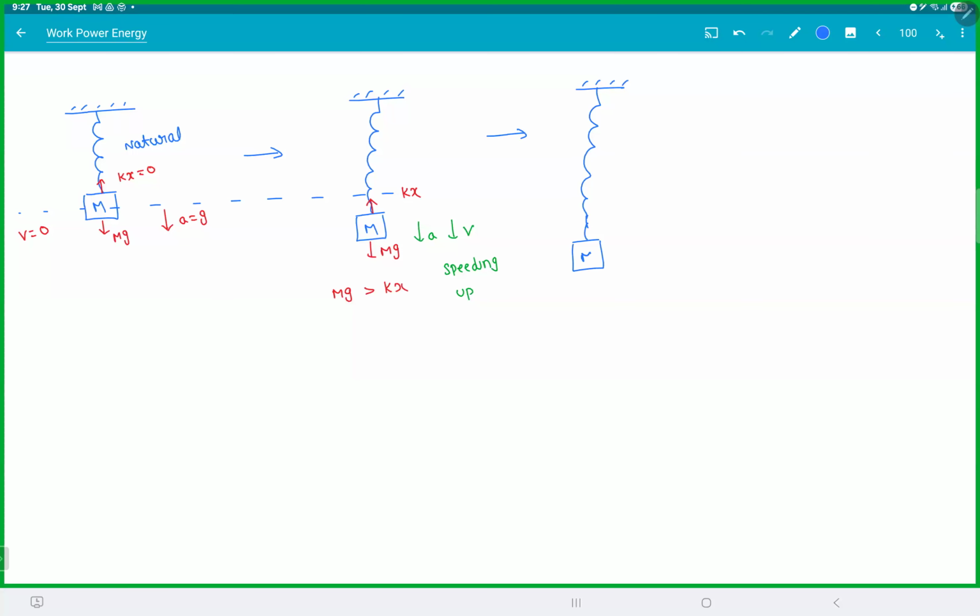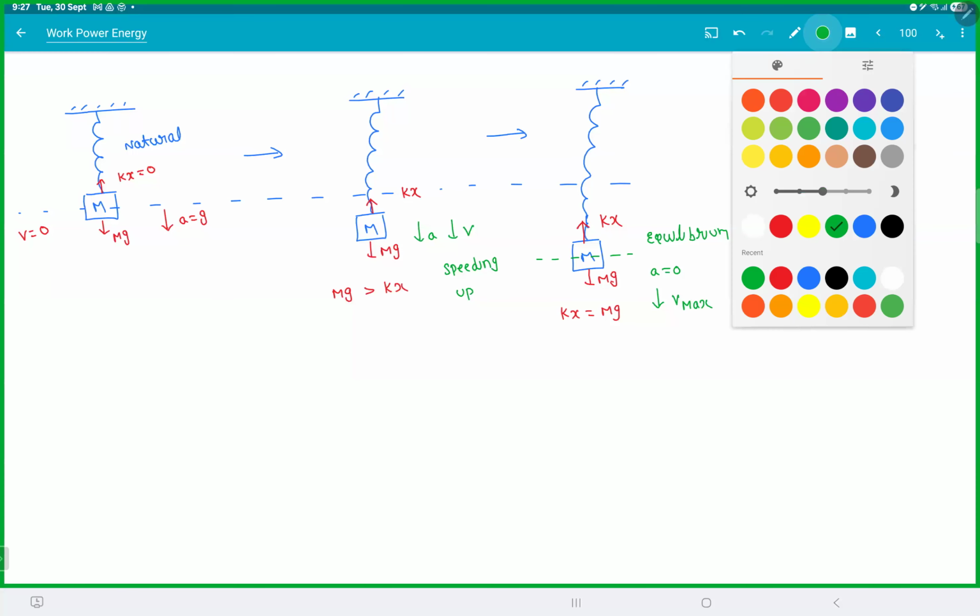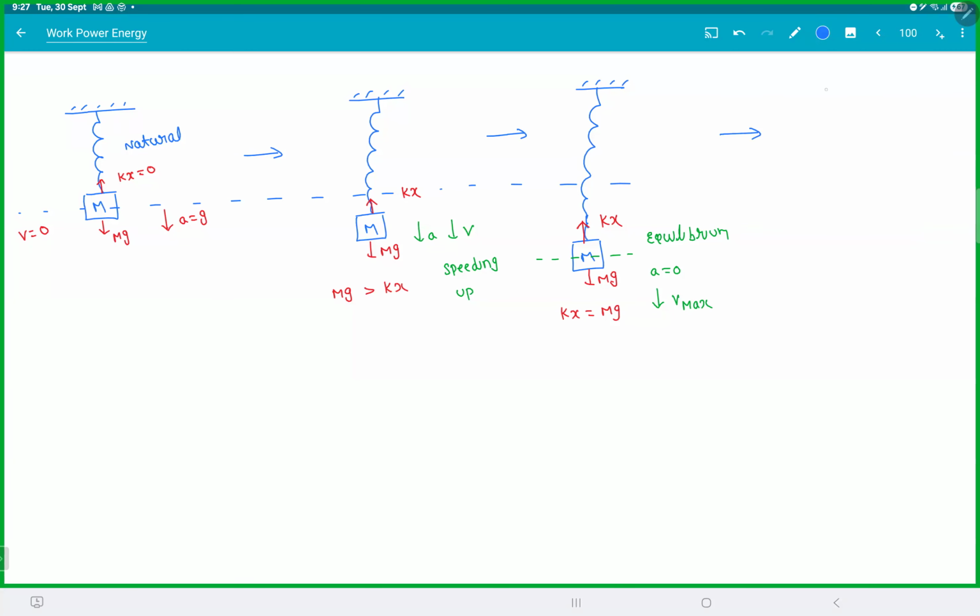Then this block will continue to go further. At some point, you'll reach a state where your kx becomes equal to mg. This is your equilibrium or mean position. At this position, acceleration becomes 0, but you have gained maximum speed, because until now mg is greater than kx, so it was speeding up. So the block won't stop here. Then this block will continue to go further.